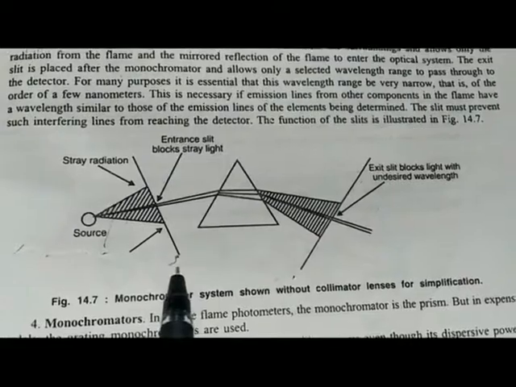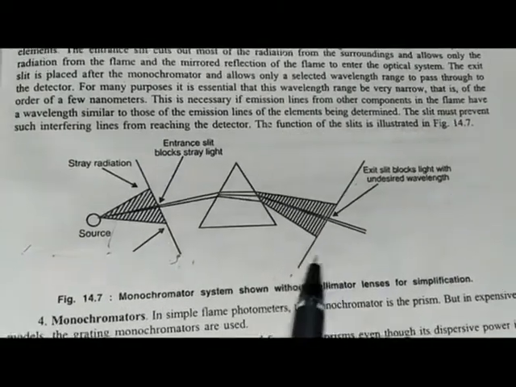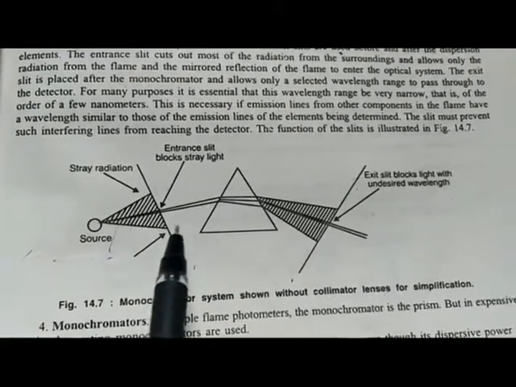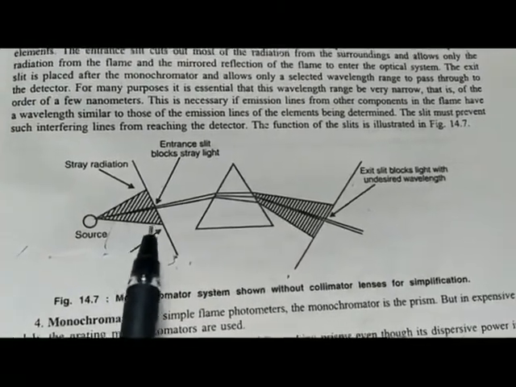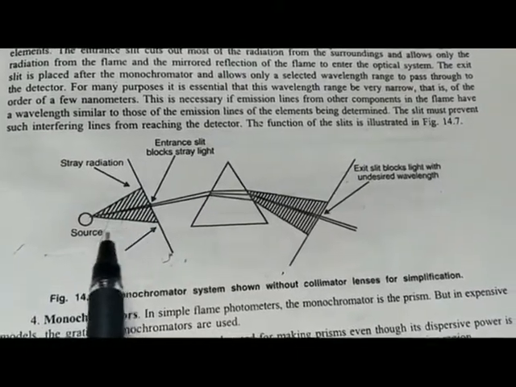Two slits are used. First is the entrance slit and second is the exit slit. The entrance slit cuts all other radiation and lets enter only the radiation coming from the flame.